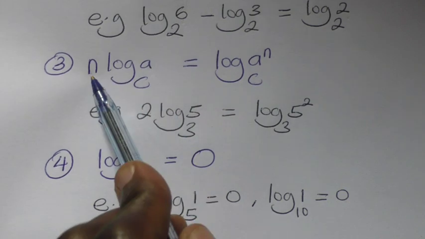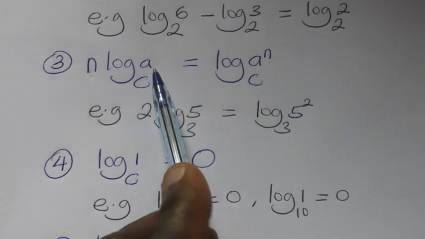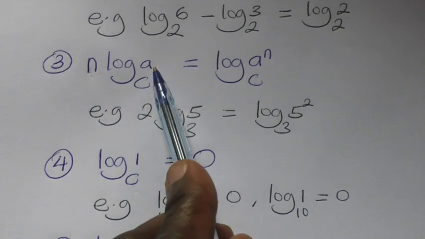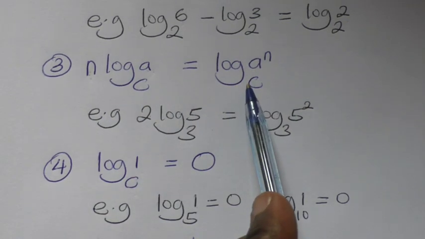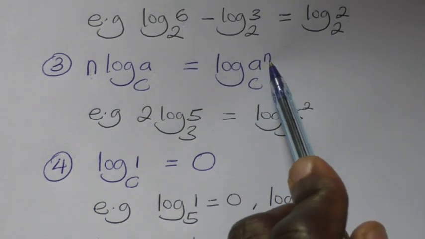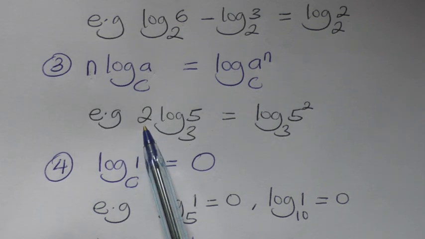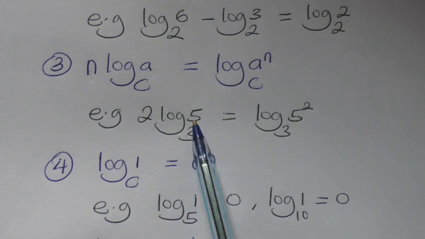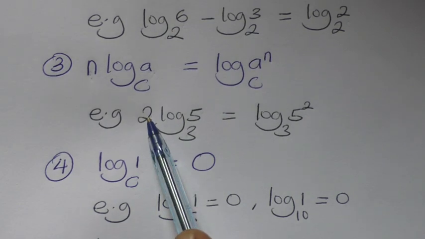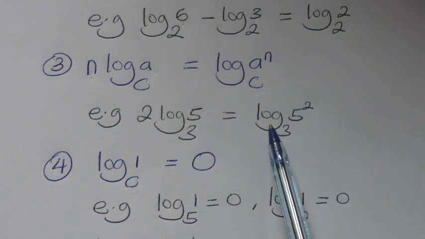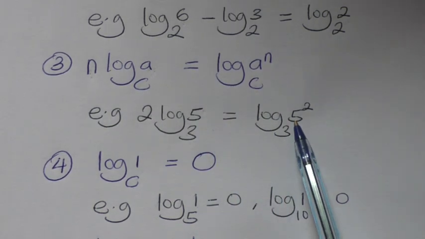That is to say, I have n log c power a. So this n comes and becomes a power of a. That is to say, I will end up with the log c power a power n. E.g., in our example, we have 2 log 3 power 5. So these 2 will come and power the 5, so that we end up with the log 3 5 squared.